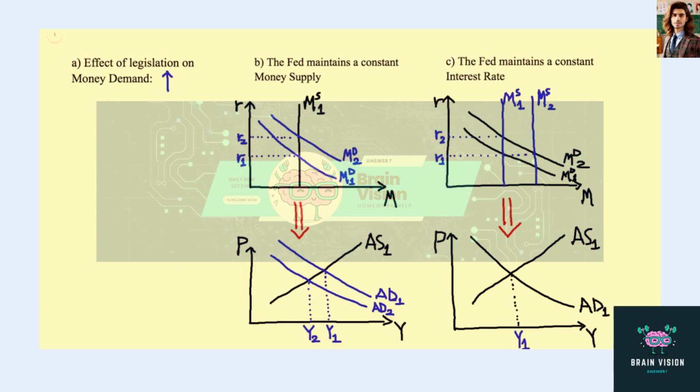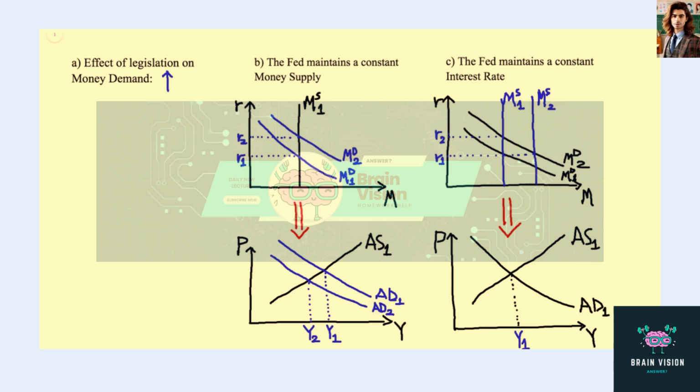However, as we showed before, the economy is operating at R2, which is higher than R1. And so what does the Fed need to do? They need to increase their money supply from M1S to M2S, because the new money supply curve intersects the money demand curve at the lower range. So we're back to the initial interest rate R1.